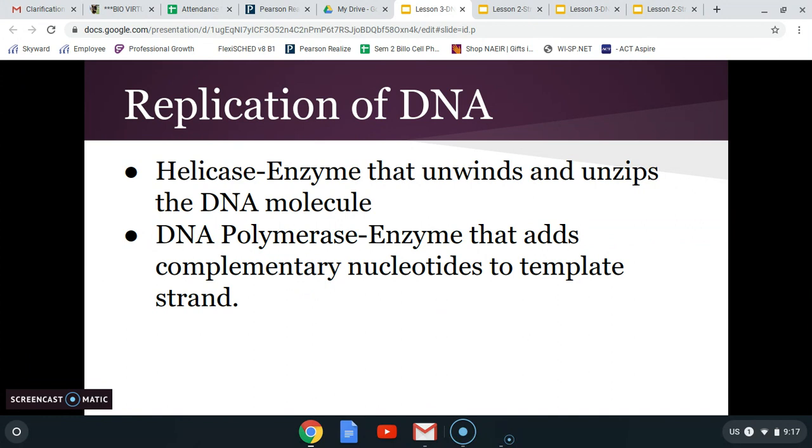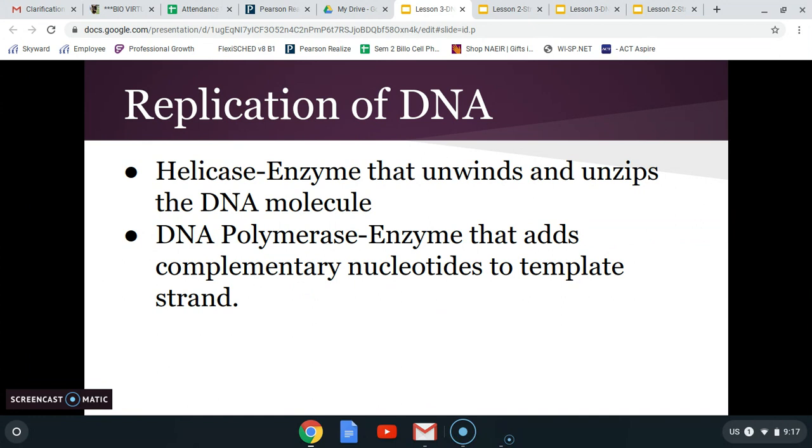The second one is called DNA polymerase. DNA polymerase is also an enzyme, but this one is going to add free DNA nucleotides, those individual pieces, in a complementary fashion. So if it reads a T, then it places the A opposite of it. We call the strand that's being read the template strand, and you'll see that a little bit more in a second.